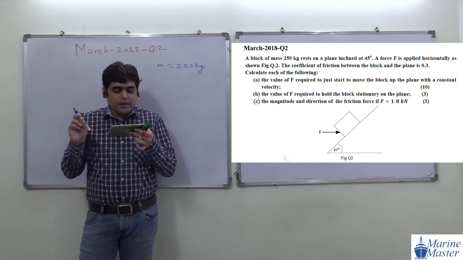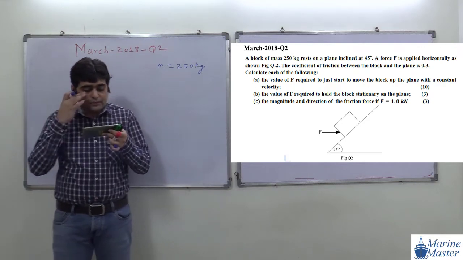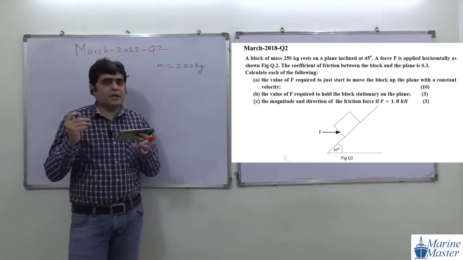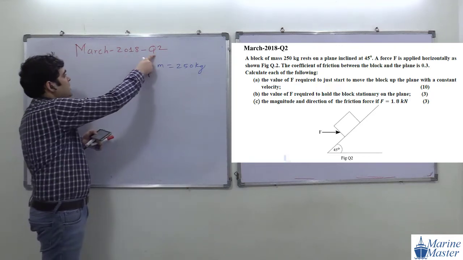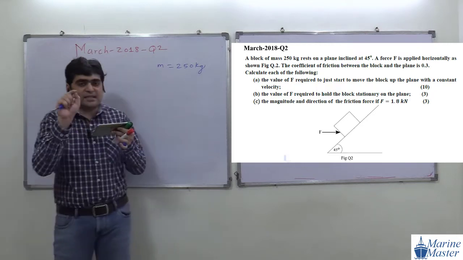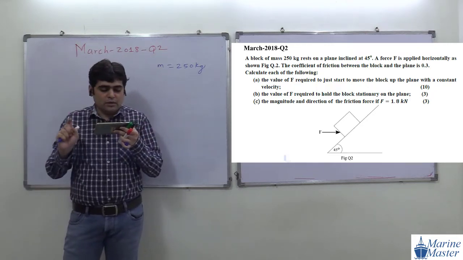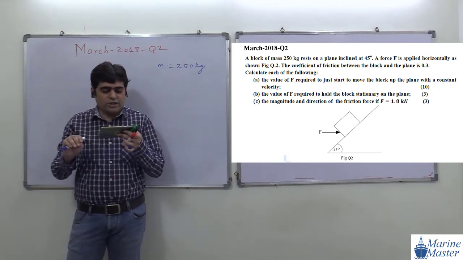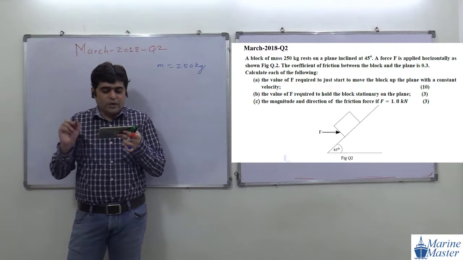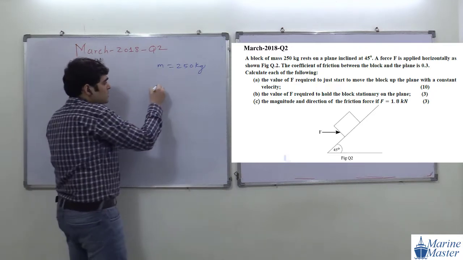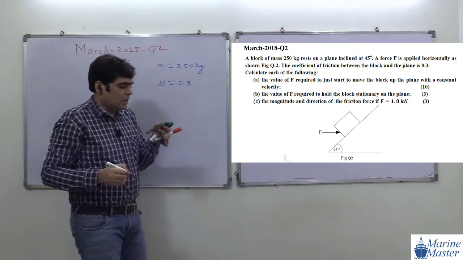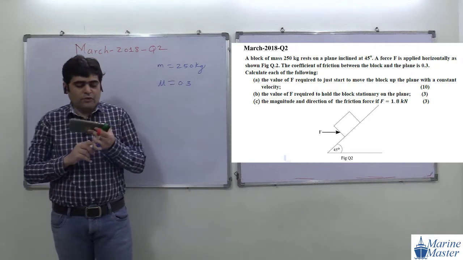Now what have they given us in the question? F horizontally, as shown in figure question 2. Why are they saying figure question 2? Because in March 2018 it was a question, so that's why. In the figure they have given us a force applied horizontally. The coefficient of friction between the block and the plane is 0.3. So mu is equal to 0.3.